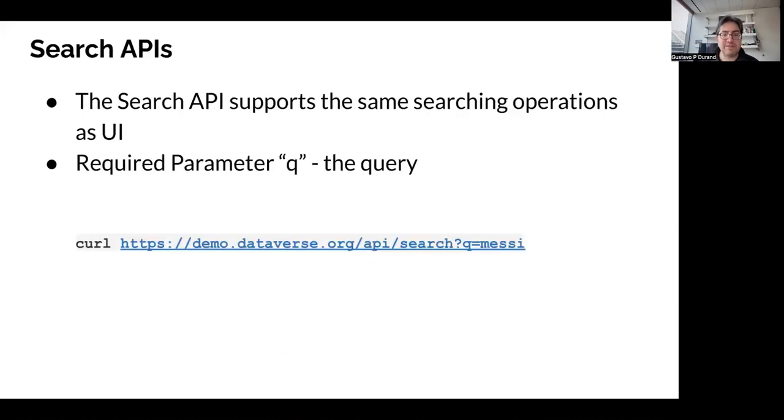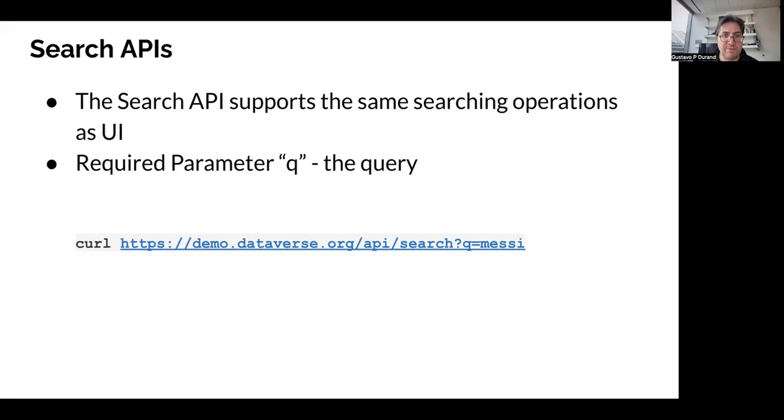Okay, so let's talk about some of the more interesting APIs, both public and private. The very first one, and very useful, is the search API. The search API supports searching the same data that you would through the UI. It has one required parameter, which is the Q parameter. So here we see the most simple search. We're searching demo Dataverse for any objects, whether they're datasets, collections, or files, that match the search term messy.